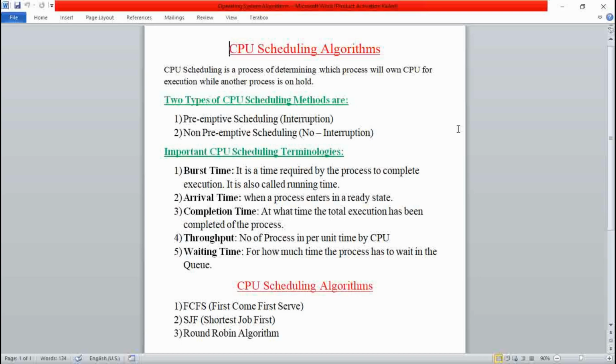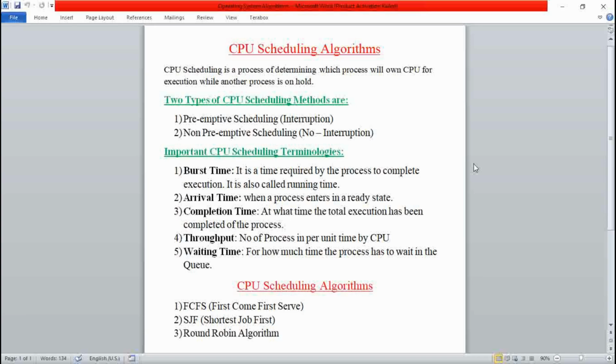Second is arrival time. When a process enters the ready state, it's called arrival time, which means when the process first came to the CPU. Third is completion time: at what time the total execution of the process has been completed.